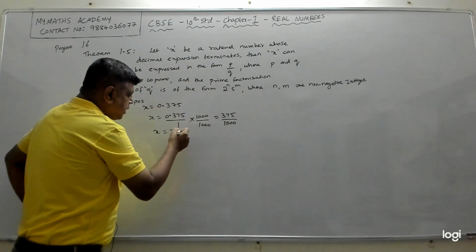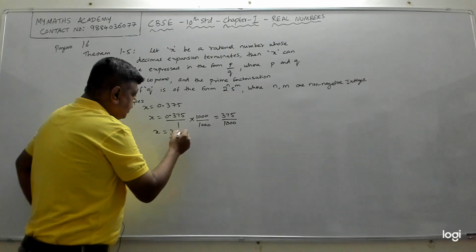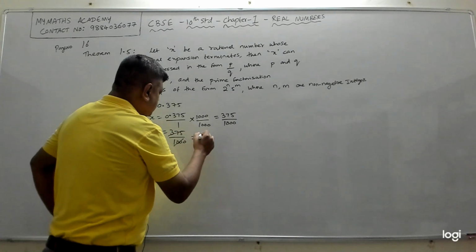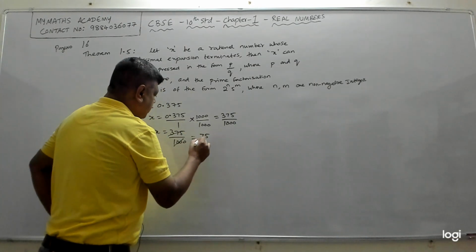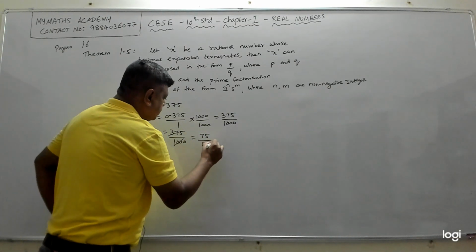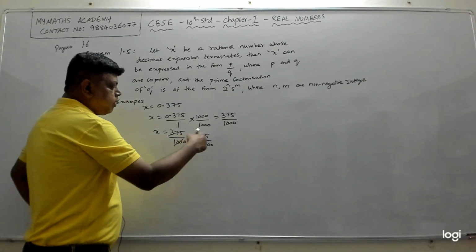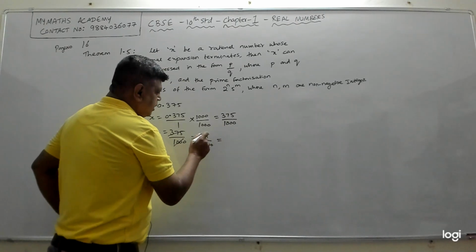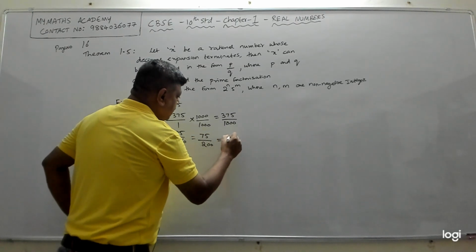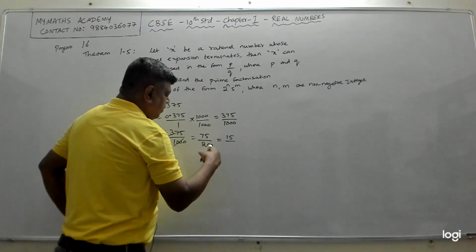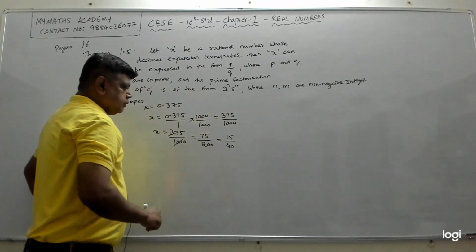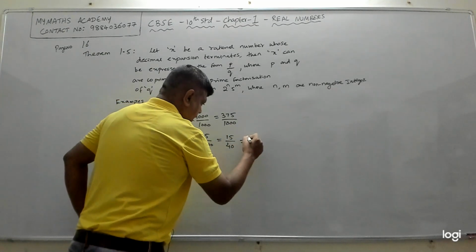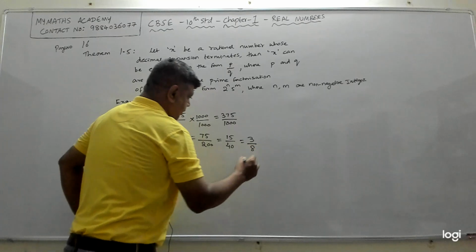So if I simplify this, I can cancel with, suppose, 5. If I cancel with 5, what do I get? 5 7s are 35, 75 divided by 5 gives 15, and 1000 divided by 5 gives 200. Now again I can divide by 5. 75 divided by 5 is 15, and 200 divided by 5 is 40. Right? And again I can simplify this by 5 and I get 3 by 8.